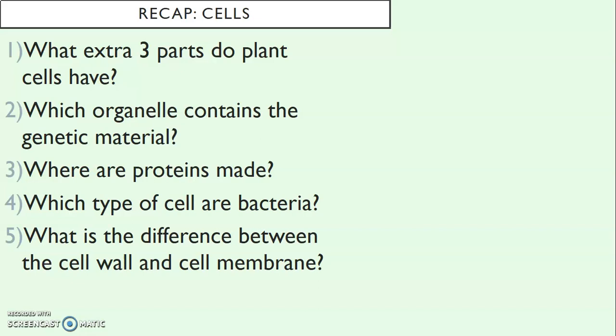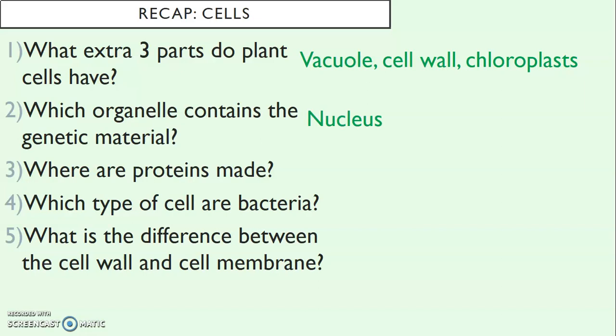So for checking the answers, your first question is: what extra 3 parts do plant cells have? The order of these doesn't matter, but it is vacuole, cell wall and chloroplasts. Question 2, which organelle contains the genetic material? That is the nucleus. Where are proteins made? So proteins are made in the ribosomes.